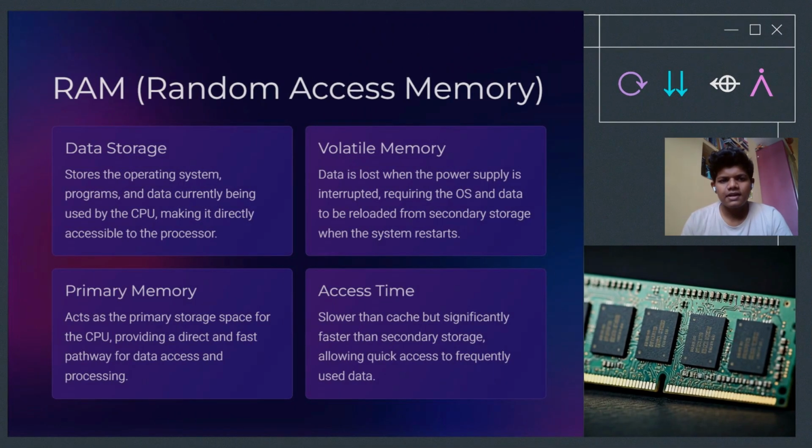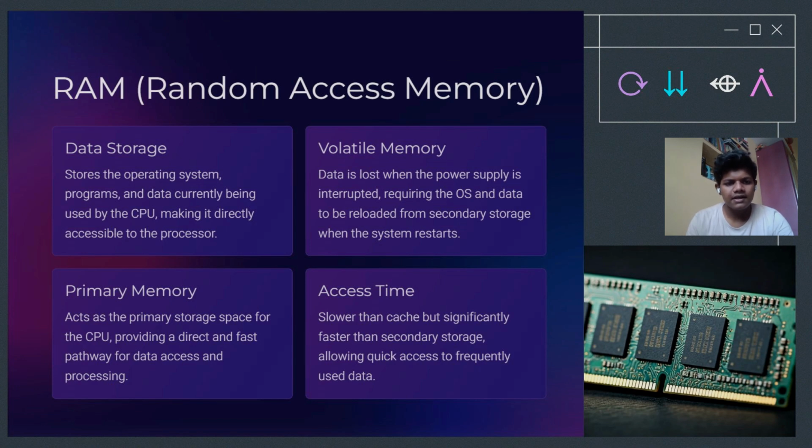Then coming to RAM. RAM stands for random access memory. These are the features of RAM. First one, data storage. It stores the operating system, programs, and data currently being used by the CPU, making it directly accessible to the processor. Then it is a volatile memory. Data is lost when the power supply is interrupted, requiring the OS and data to be reloaded from secondary storage when the system restarts.